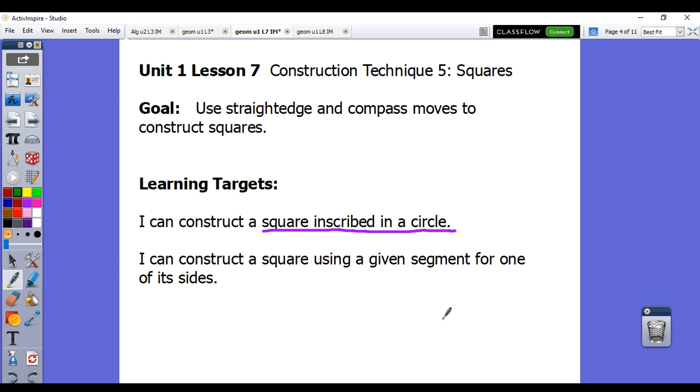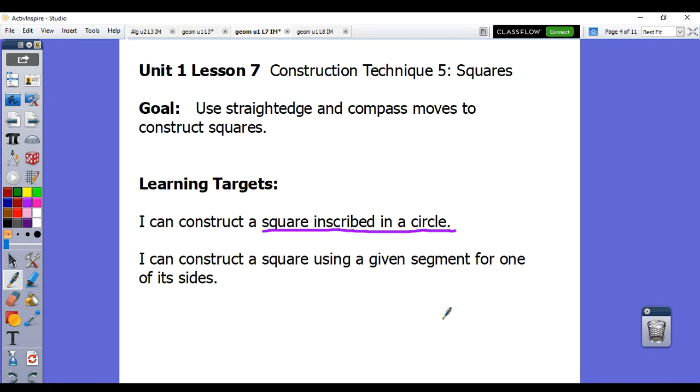Hey, welcome to Unit 1, Lesson 7 video, constructing squares today. And again, we want to be able to construct a square a couple of different ways. One way is inscribed in a circle, and the other way is to construct a square using a segment for one of its sides.